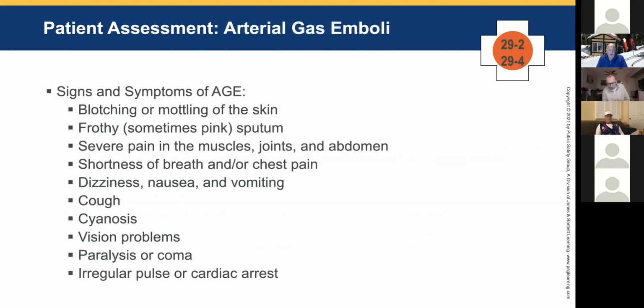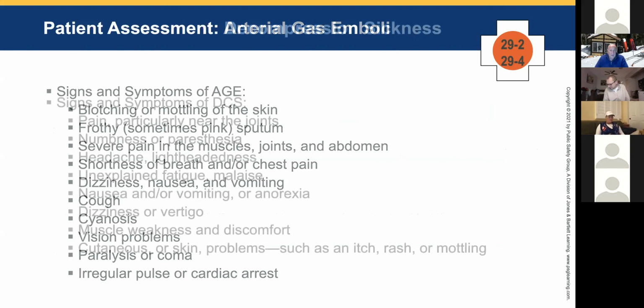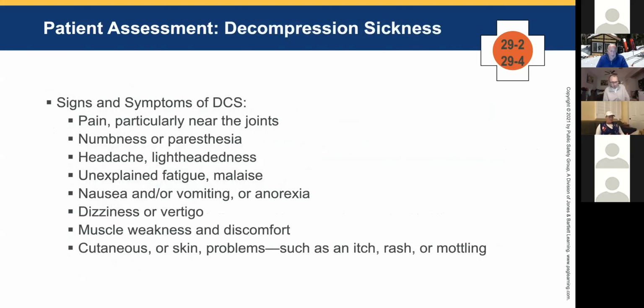Signs of arterial gas embolism. Signs and symptoms of AGE: blotching or mottling of the skin, frothing, severe pain, shortness of breath, dizziness, cough, cyanosis, vision problems, paralysis or coma, irregular pulse. These are situations that you'd see when somebody's been diving, not just somebody who's been swimming. Decompression sickness: pain, numbness, headache, similar, but also cutaneous skin problems such as itch or rash, muscle weakness.